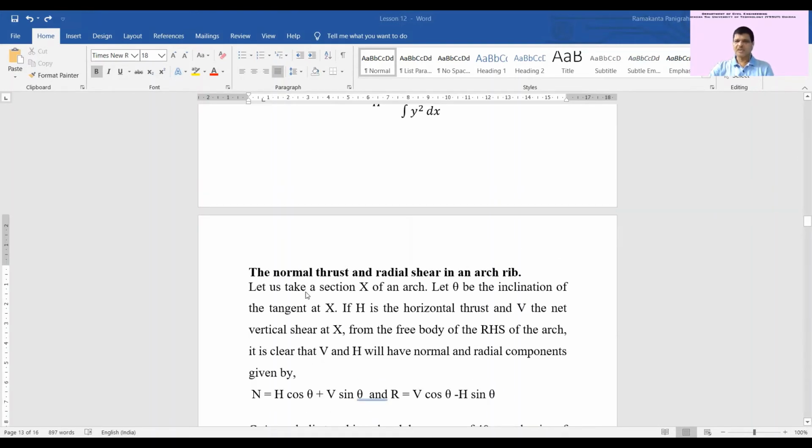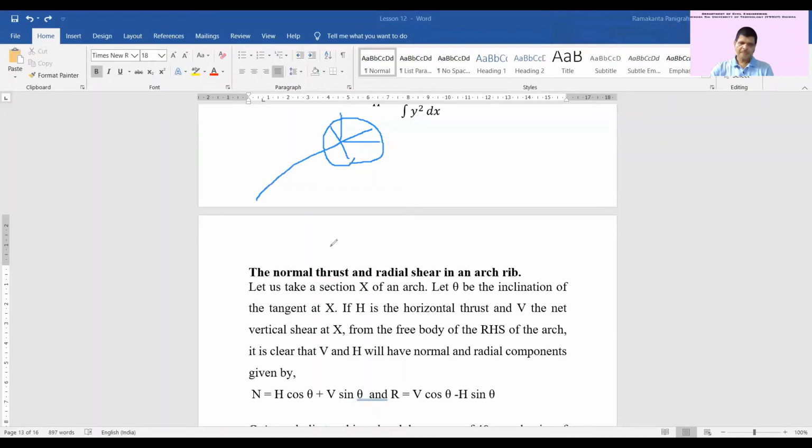These arches we have discussed in Analysis 1. There are another two things obtained in the case of arches. Let us take an arch. At this section, it will take like this, and then perpendicular to this. One is the normal thrust, one is the radial shear. If this is the vertical and this is the horizontal, then you can find the normal thrust and the radial shear at this section.